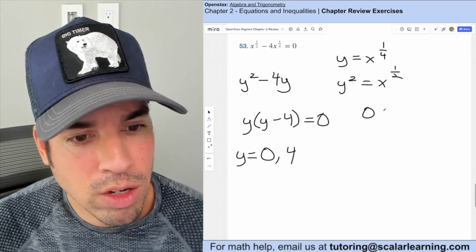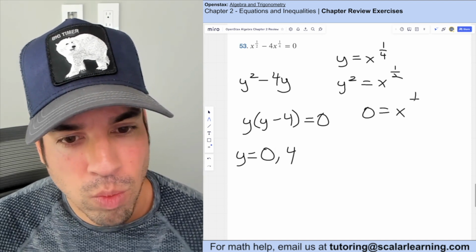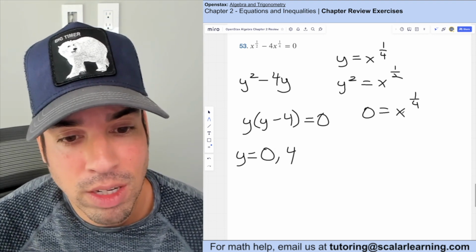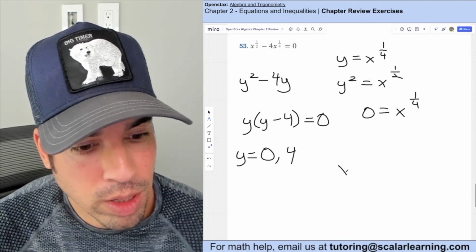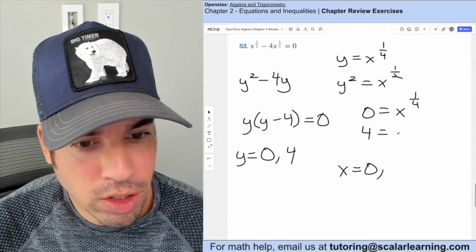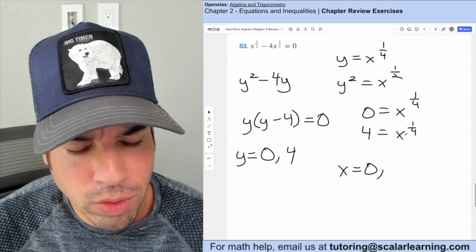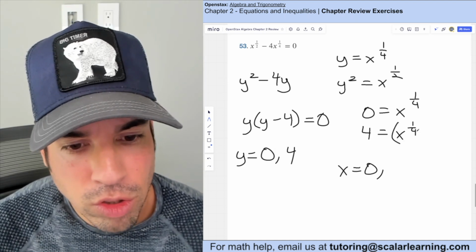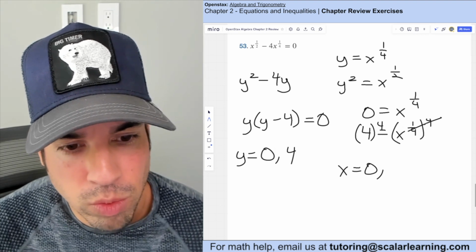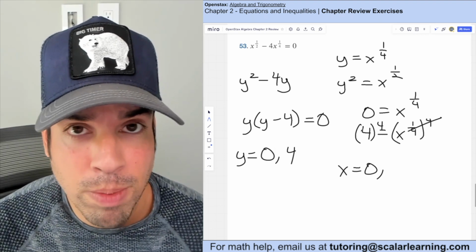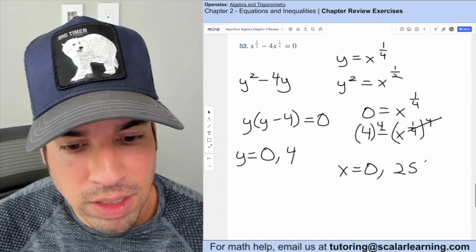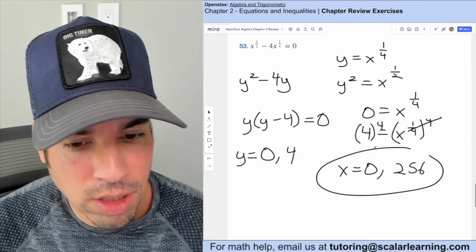So when y equals 0, x to the 1/4 is 0. Well, that only is possible if x is 0. So we got one solution for x, which is 0. Then we've also got 4 equals x to the 1/4. So in this case, what is x? Well, to solve, we're going to take both sides to the 4th power, right? 4 times 1/4 is 1. And then 4 to the 4th power, 4 squared is 16, then 64, then 256. Those are the answers, done.